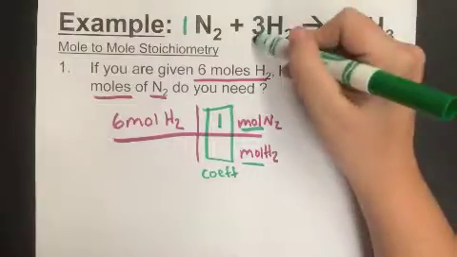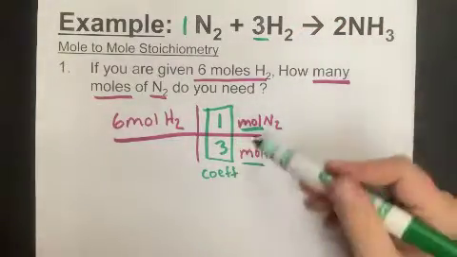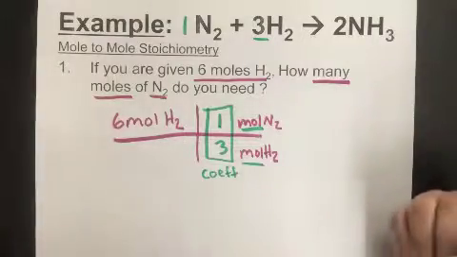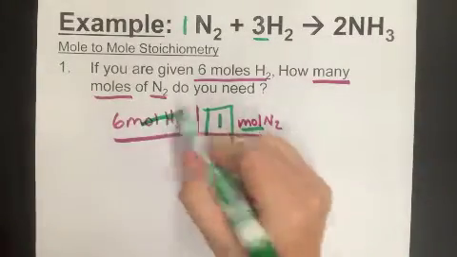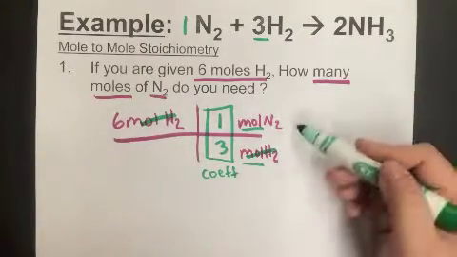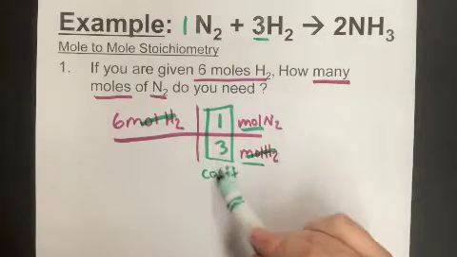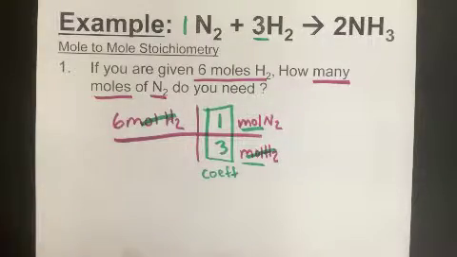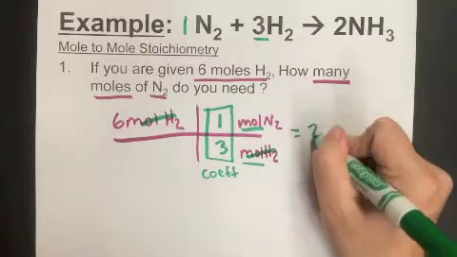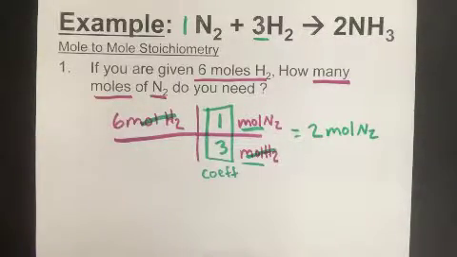With moles of H2, we're going to put a 3. Again, mole on top of mole, you look back at those coefficients. So moles of H2 cancel, and if you have 6 moles of H2, you now are able to tell me how many moles of N2 you need, simply by multiplying the top and dividing by the bottom. So 6 times 1 divided by 3 gives you 2 moles of N2.